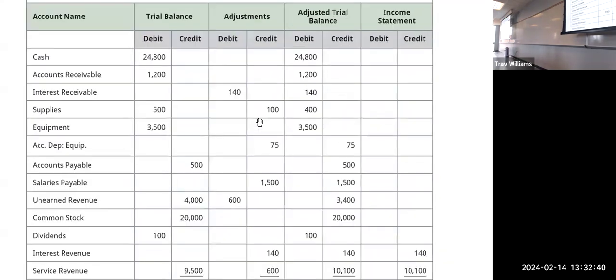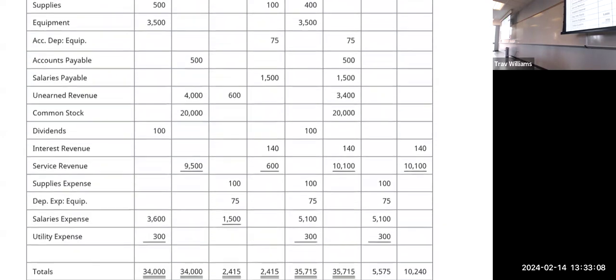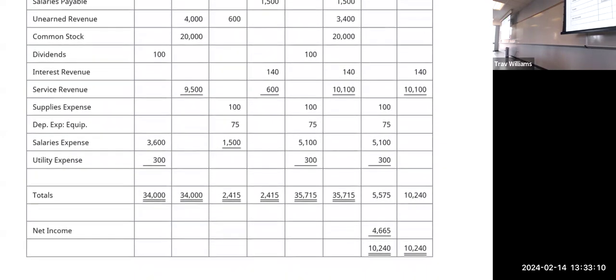Notice there's not a lot going on in these top rows, right? Why would that be? Why would our income statement information not start until down here? That's right. The income statement is revenue and expenses, and those are at the bottom of the trial balance. So if we scroll down, that's where all the revenue and expenses are.